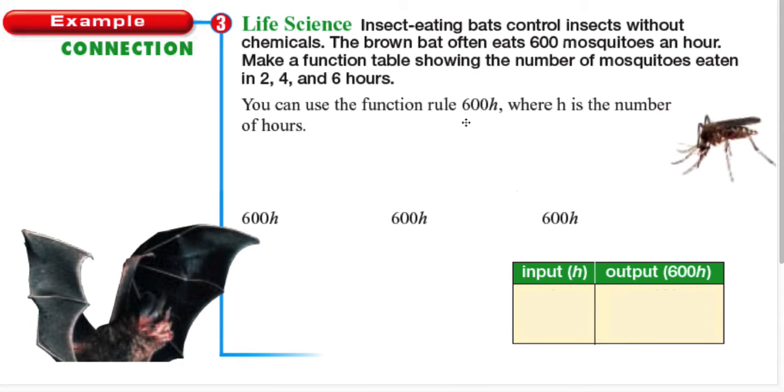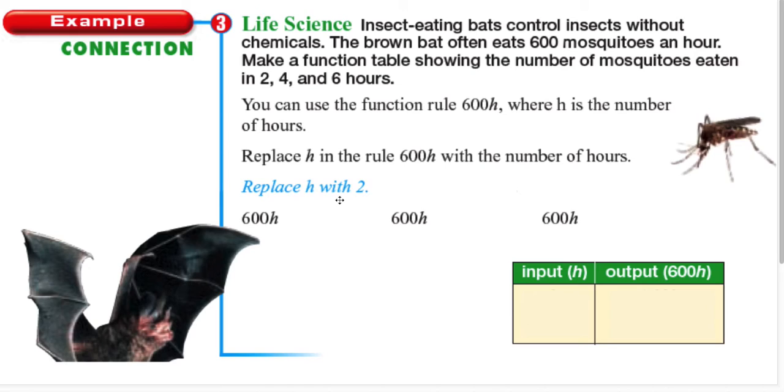600h, where h is the number of hours, because you have 600 mosquitoes being eaten in an hour. That's why it's 600 times h, where h is the number of hours. And then we simply replace h in the rule 600h with the number of hours. So if h is equal to 2, we have 600 times 2, which will give us 1200 mosquitoes.